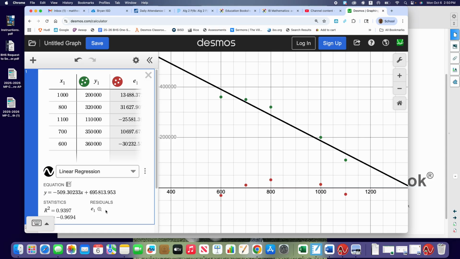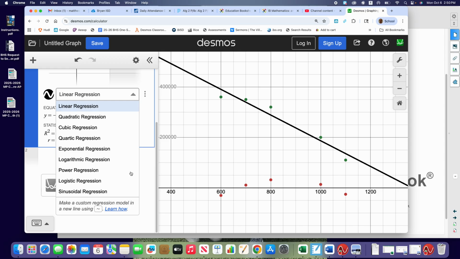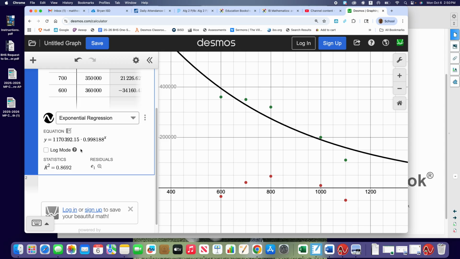The next thing we've been talking about is we could do an exponential regression. If I do exponential, this is what I get. That doesn't look any better than the linear. And again, if you notice the residuals, they look farther off, and they still look like they're in a pattern. Now, I'm just going to touch on this real quick.